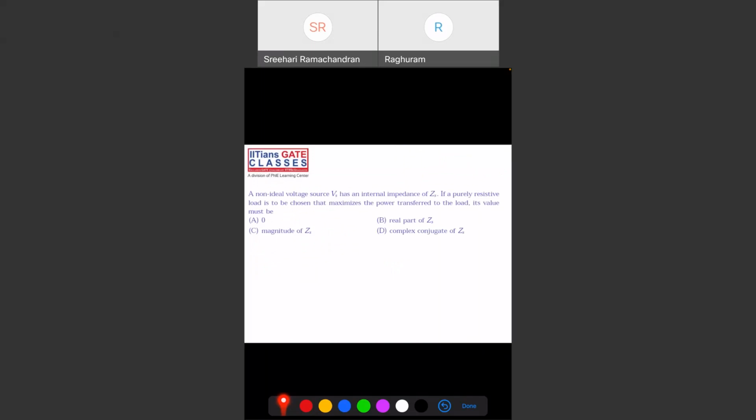So tell me this: a non-ideal voltage source Vs has an internal impedance of Zs. If a purely resistive load is to be chosen that maximizes the power transferred to the load, its value must be option A, B, C, D. Which one? Real part. Think again.